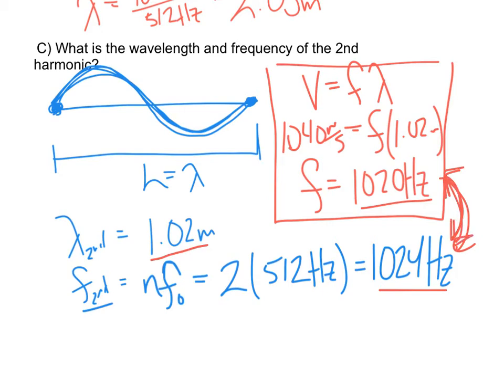So one thing we can do is use our knowledge that for standing waves, our higher order harmonics are always integer multiples of our fundamental frequency. Or I can use my knowledge that wave speed, wave frequency, and wavelength are all related to one another. All right, so that was a second example involving a standing wave on a string.